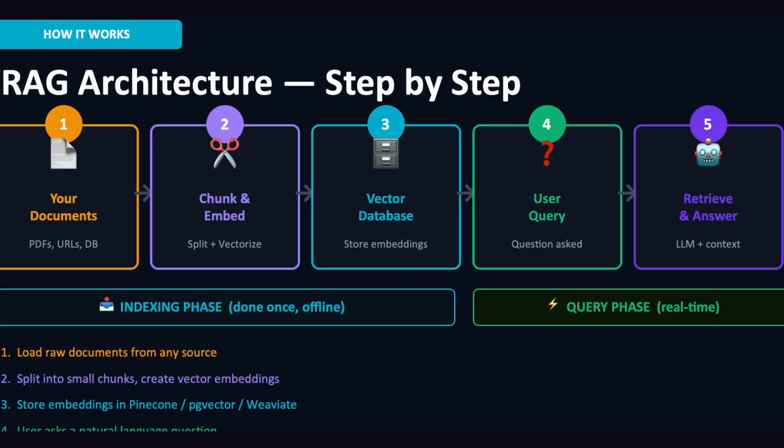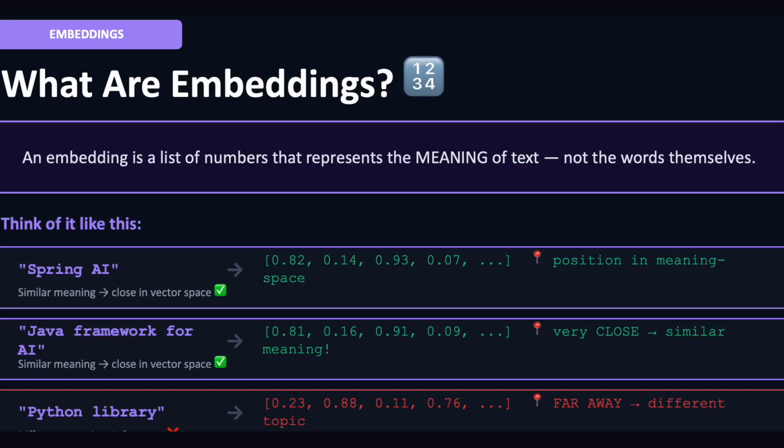Okay. Now the second step is chunk and embed. The system splits these documents into smaller pieces, maybe 500 words, and creates embeddings. You might be wondering what exactly is an embedding. Let me explain with a simple example.